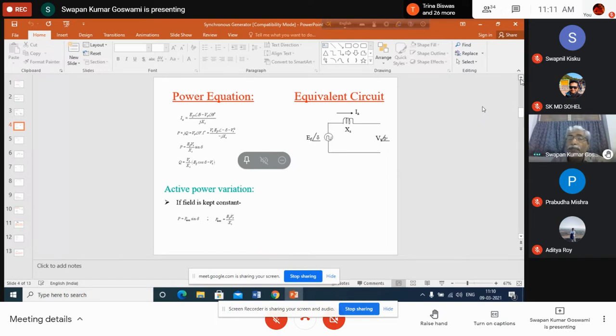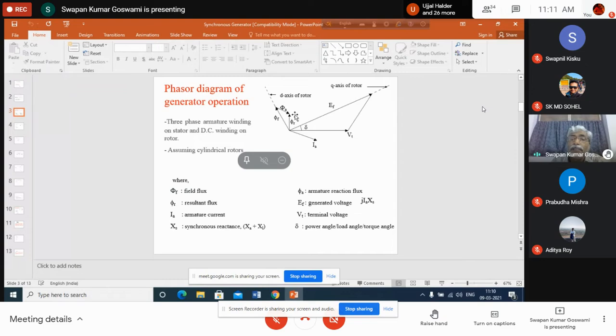If we go back to the phasor diagram, you see that this delta is basically the angle between the terminal voltage and the induced EMF, or the internal EMF, of the generator. Now, what is the direction of the internal EMF, the generated voltage? This is along the quadrature axis of the rotor.